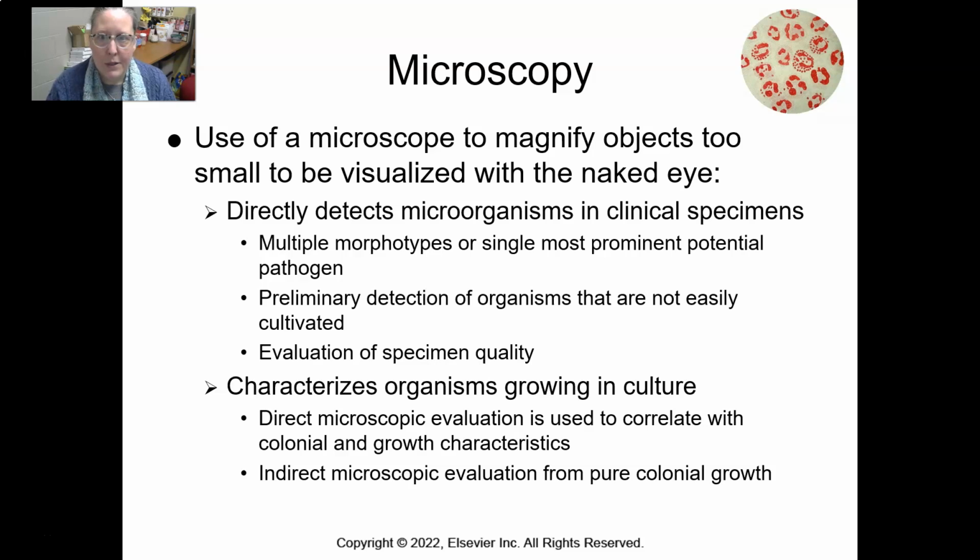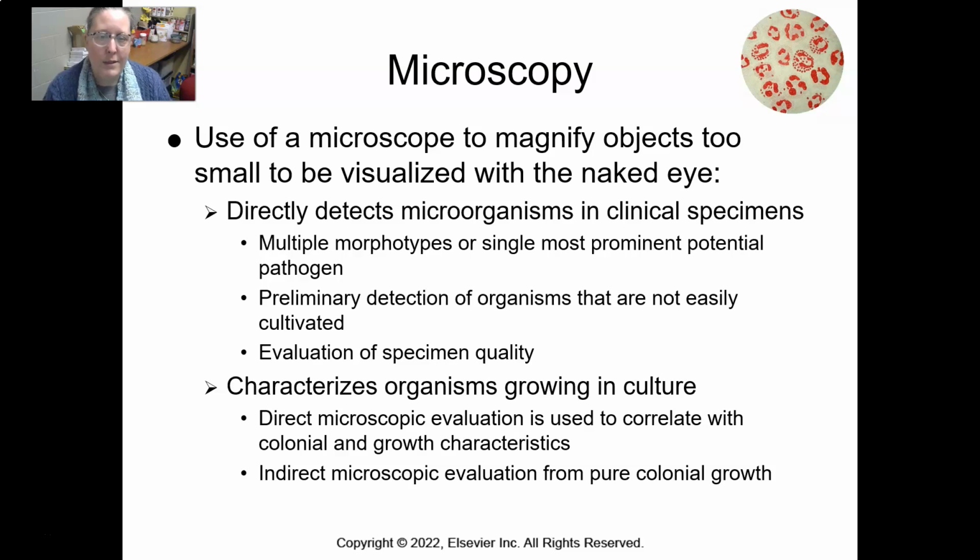So microscopy is the use of a microscope to magnify objects that are too small to be visualized with the naked eye. It can directly detect microorganisms in clinical specimens. So think of a swab, let's say a vaginal swab, and you do a gram stain on it, and you see some gram-negative diplococci inside of white cells. Well, that's a direct detection of microorganisms that is suggestive of gonorrhea.